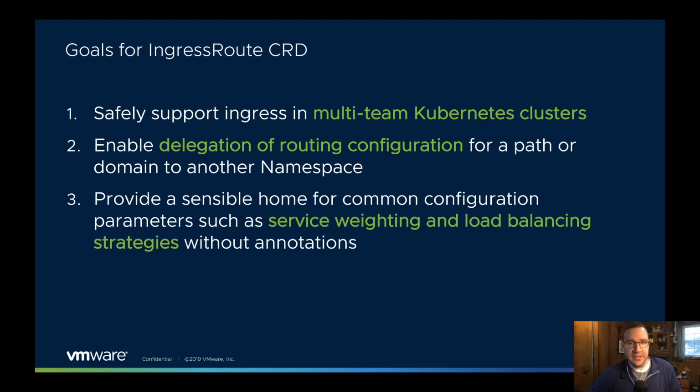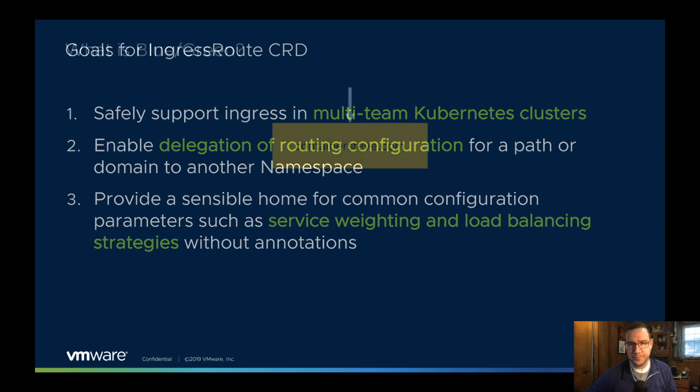We do this through a thing called delegation. In the next slide, we'll describe it a little further, but delegation is a way that we can pass authority off to other Ingress resources. We also want to provide a sensible home for common configuration parameters and do this without adding more annotations to our service, so things like service weighting and load balancing and other things. Give them a proper home within the spec.